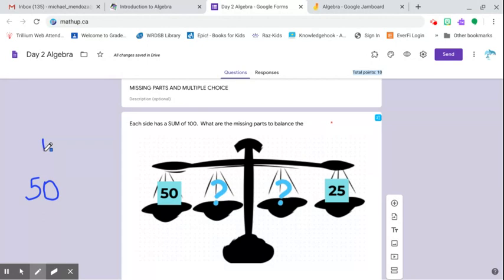So again, Mr. Mendoza is saying each side is going to equal 100. So 100 is equivalent to 100. So 50 and how many will give you 100? And 25 plus another number will give you 100. So make sure that you do one side first, so then you can figure out what each side is, and so the math statement is balanced.